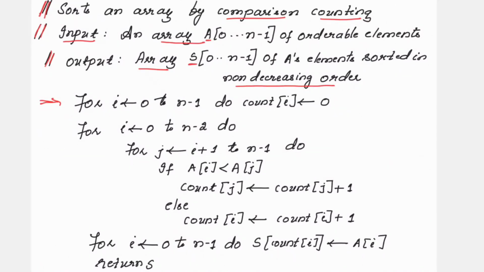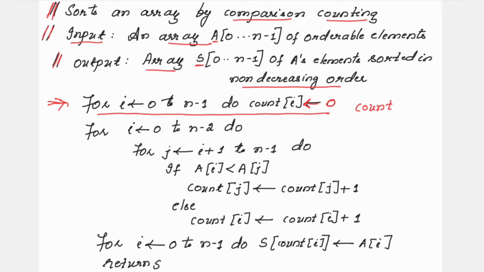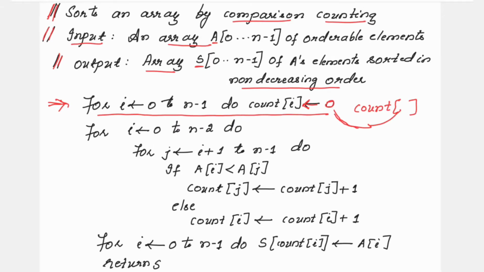So all the elements will get sorted in ascending order. The very first line of code: for i equal to 0 to n minus 1, do count of i equal to 0. Count is an array here, and for each element, initially you assign the value 0. You do this for 0 to n minus 1. Suppose n is 6, then 0 to 5. For all these index values, the count array will be 0 for every element.